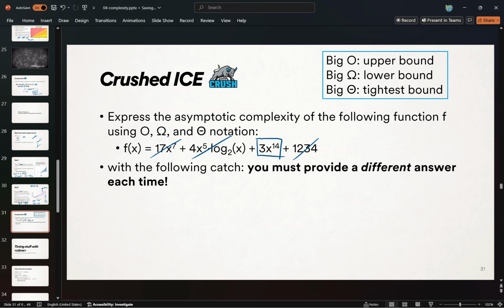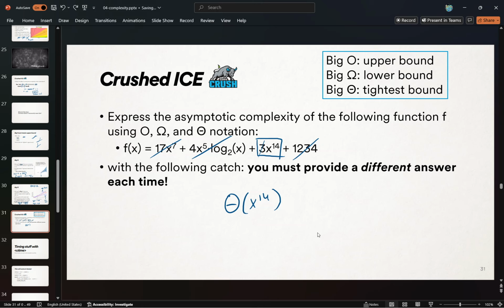So the answer for big theta, the tightest possible bound, is going to be x to the 14. So this answer is theta of x to the 14. That is the one normal looking answer for big theta. I guess you could put some constants out in here if you wanted to, but nobody usually does. So that's for sure the only answer for big theta.